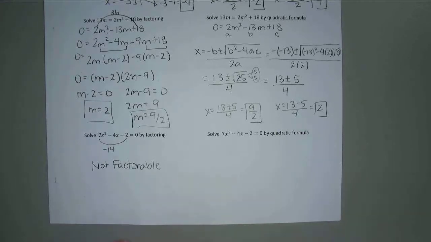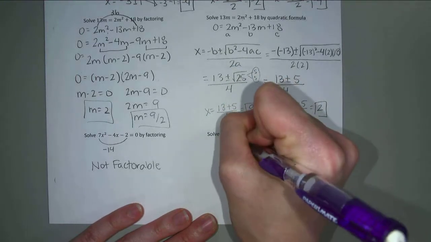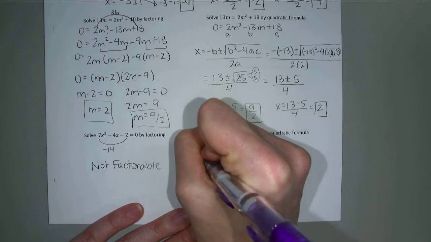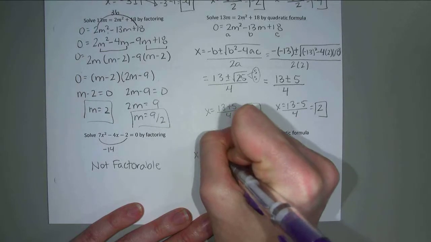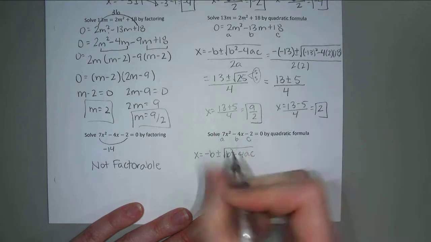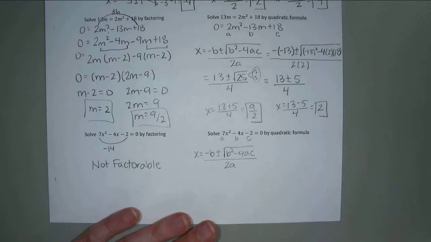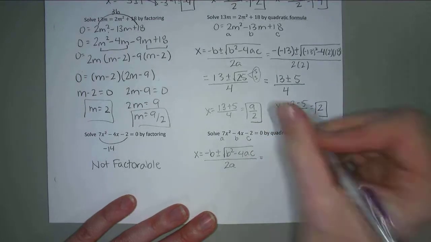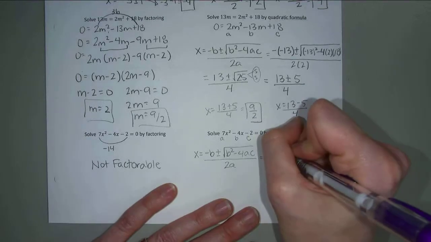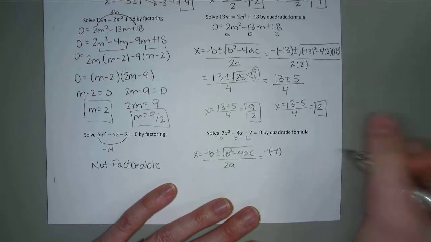A, B, and C. What's our A? 7. What's our B? Negative 4. And what's our C? Negative 2. Okay? So again, I write the generic x equals negative b plus or minus square root b squared minus 4ac all over 2a. Because the more we can write it, the more it'll get stuck in our head. Alright, again, I have a negative there because that's part of the formula, but then my b is negative as well. So I'm plugging a negative into a negative, so if you want to put a positive 4 there right from the beginning, you can.